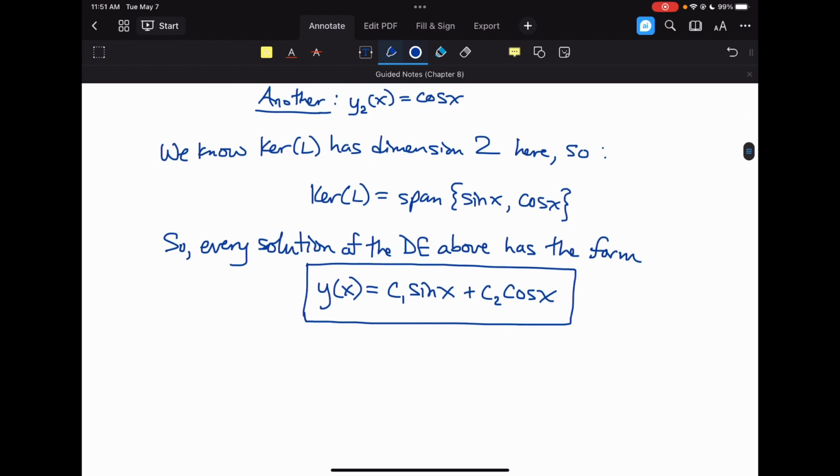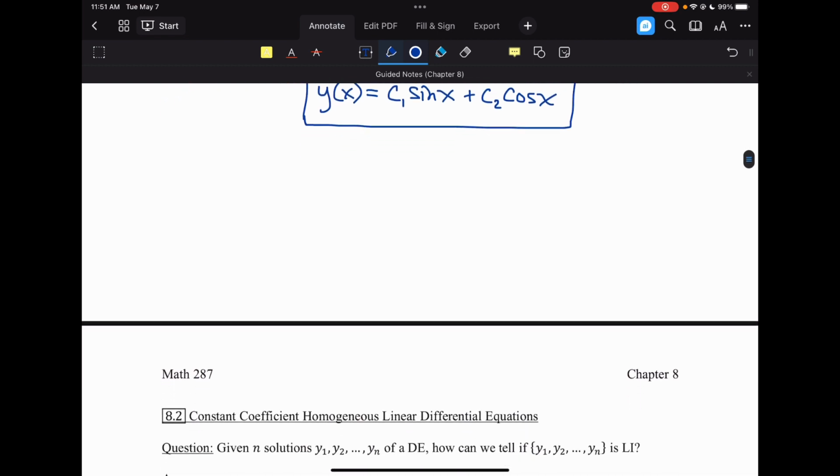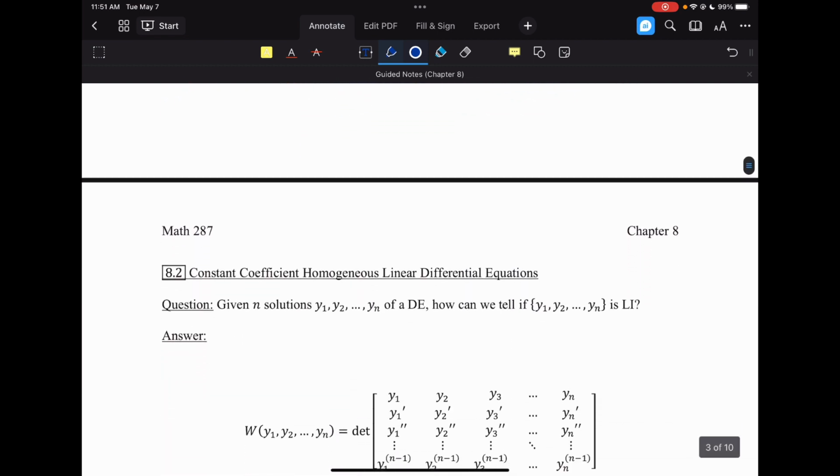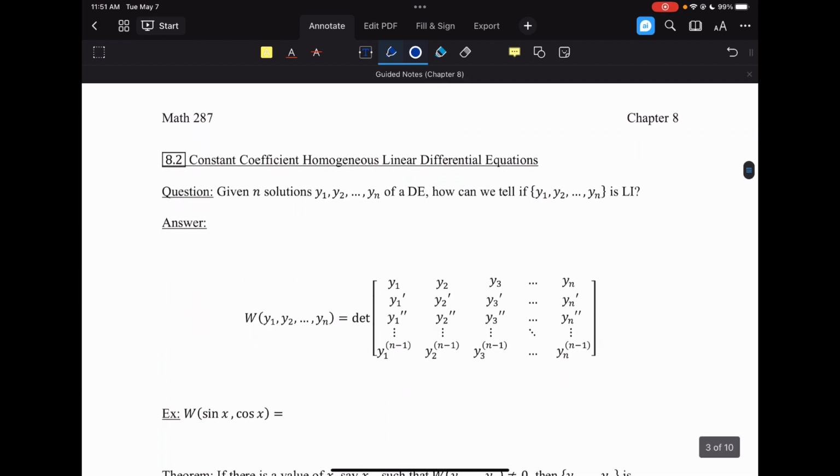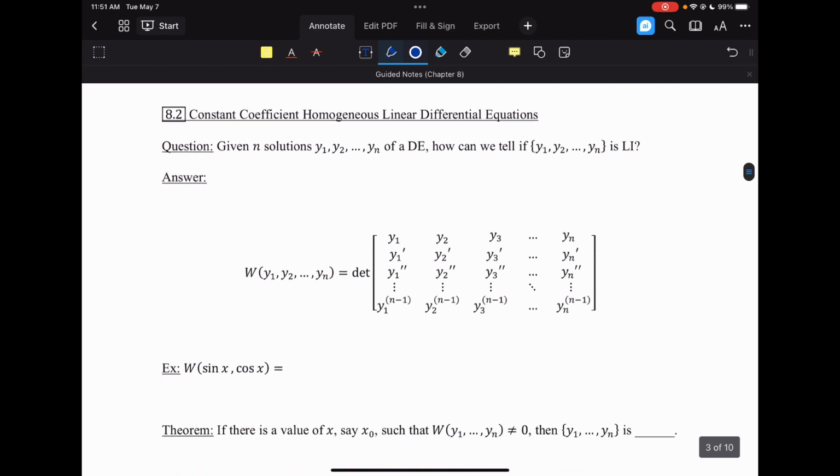Moving forward into section 8.2, we're looking at constant coefficient homogeneous linear differential equations. So our titles just keep getting longer and longer as we go. So constant coefficient homogeneous linear differential equations.